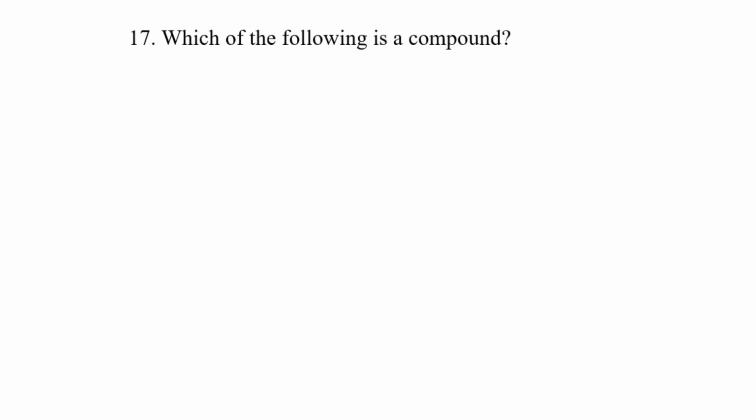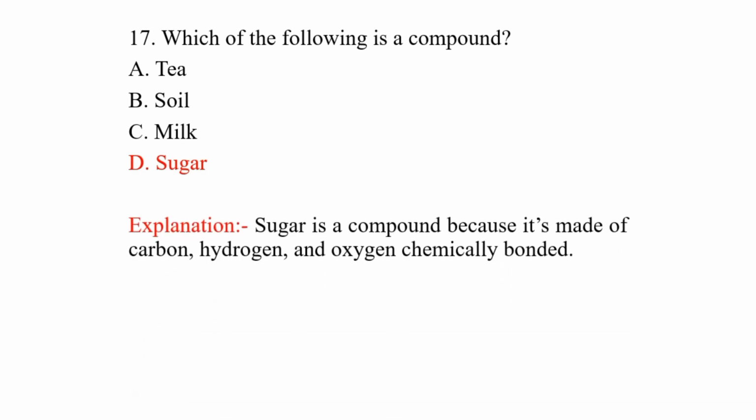Question number 17. Which of the following is a compound? A. Tea. B. Soil. C. Milk. D. Sugar. The answer is sugar. Sugar is a compound because it's made of carbon, hydrogen and oxygen chemically bonded.